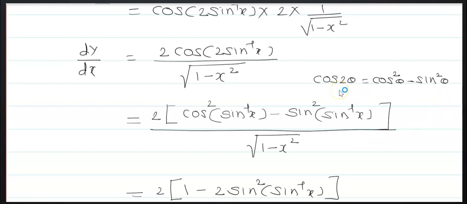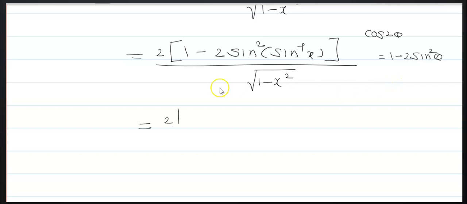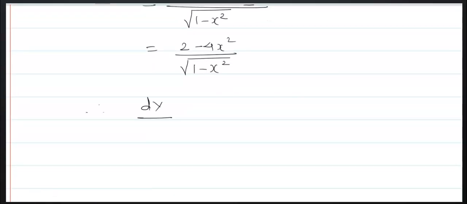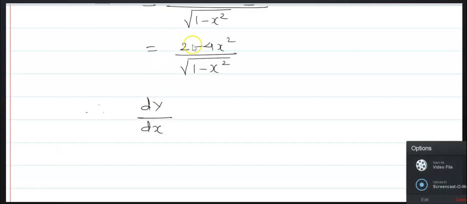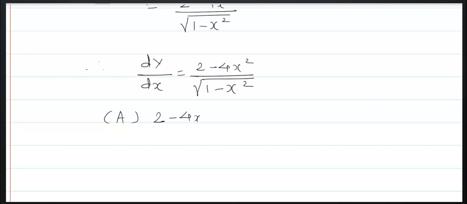Now here, cos of 2 theta is equal to what value? Therefore it is converted like this: 1 minus 2 sine square of sine inverse of x. Now what is this? This is x square. Therefore 2 into (1 minus 2x square) upon root of 1 minus x square, and hence the answer is 2 minus 4x square upon root of 1 minus x square. Therefore dy by dx is equal to 2 minus 4x square upon root of 1 minus x square. Hence option A is the correct one.